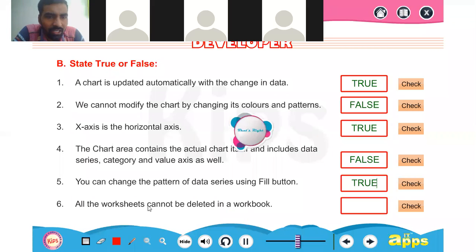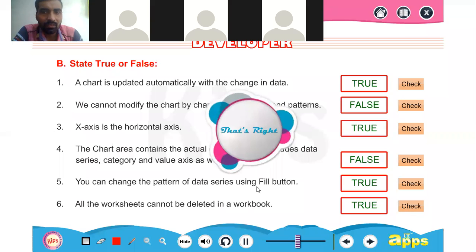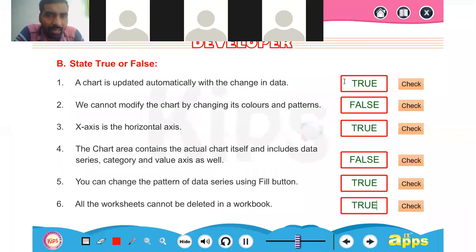Next, all the worksheets cannot be deleted in a workbook. It's true. You have to leave at least one worksheet. So this is the answer of true false. Kindly remember, first question true, second question false, third question true, fourth question false, fifth question true, and sixth question true.